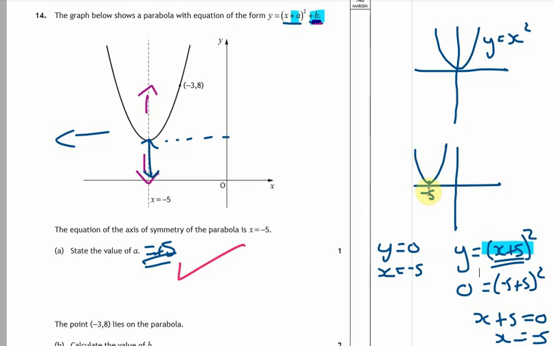So when y is 0, x is -5. 0 minus 5. How do I get that bracket to be 0? -5 plus 5. Okay, so try and think of that. But honestly, just change the sign of that, and that's your axis of symmetry. Go back the other way. If that's your axis of symmetry, change the sign, and that's what the value of a should be.